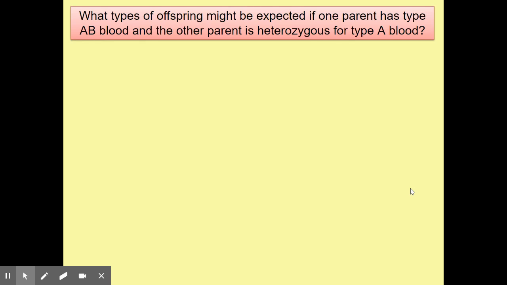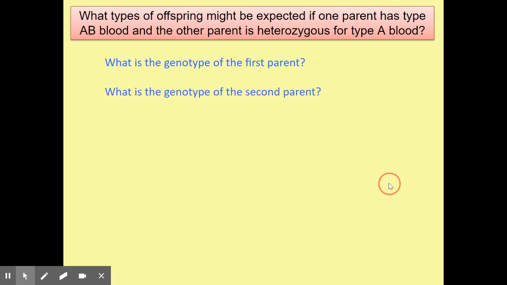Now let's do a practice cross. What types of offspring might be expected if one parent is type AB blood while the other parent is heterozygous for type A blood? Well, we first have to establish the genotypes of our parents, right? We said that the AB blood type is going to be showing codominance, so their genotype will be AB. The other parent, however, is heterozygous for type A. Now, if they're type A blood, that means they have to have at least that A allele in their genotype. And if they're heterozygous, we know that they have to have 2 different alleles. Remember, we said the O allele is the most recessive allele out of all the potential alleles. So their genotype is going to be AO.